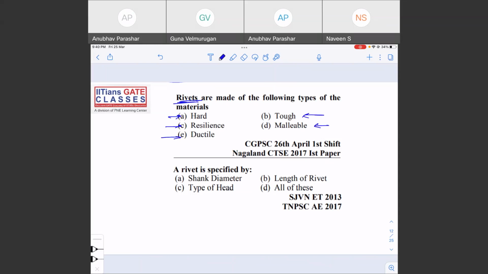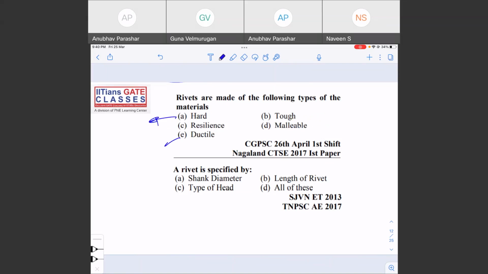Again, I'll tell you, rivets will fail because of shear. Shear failure: is it just yielding or is it complete break off? I'll give a light explanation for all the options. Hardness is related to surface. How hard is the surface? It is a material property, but pertaining to the surface. So for rivets it has no meaning.